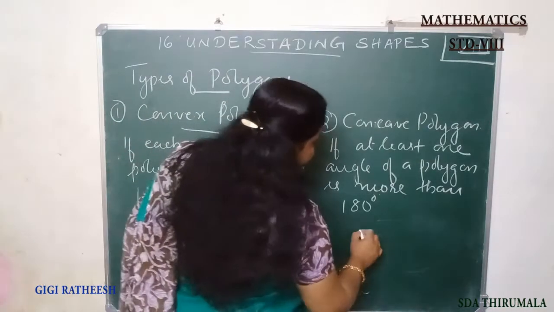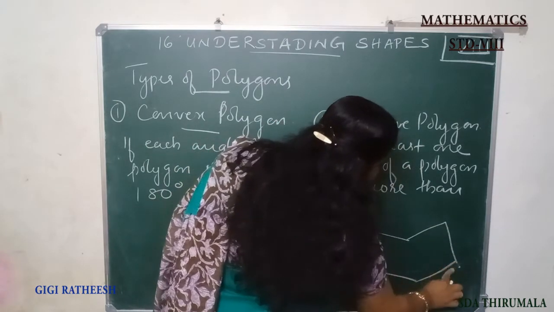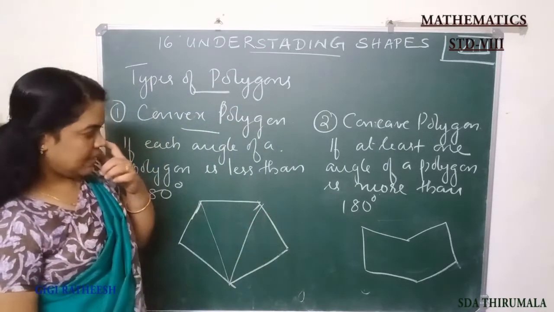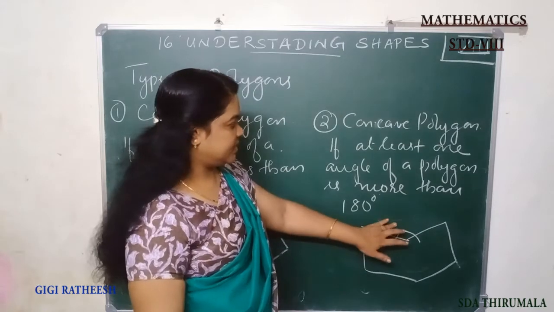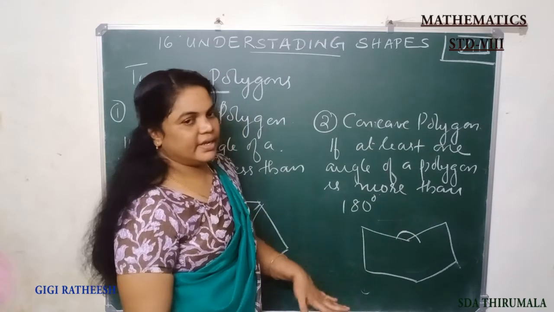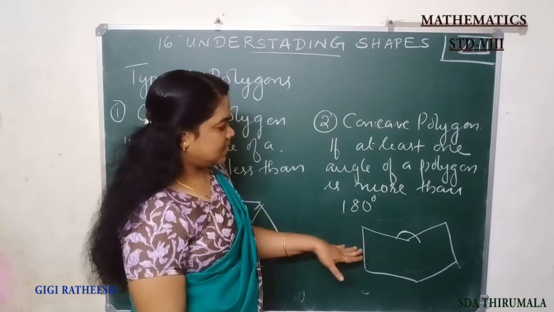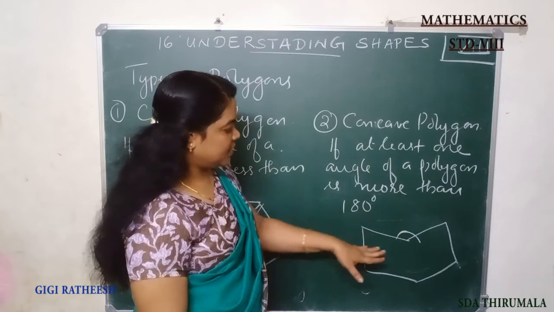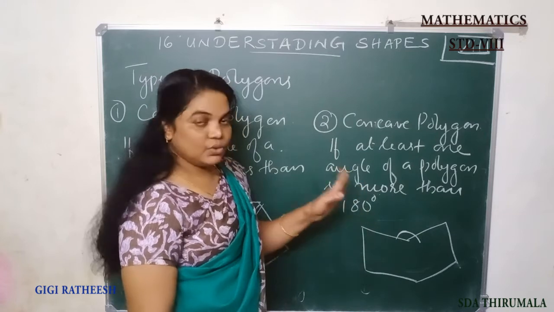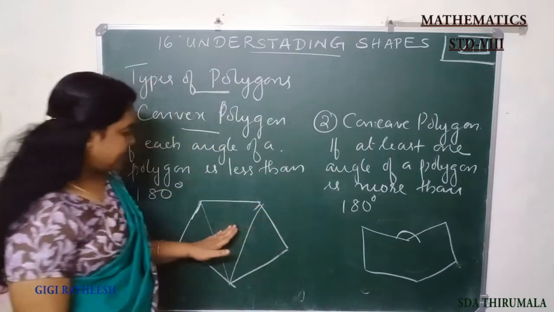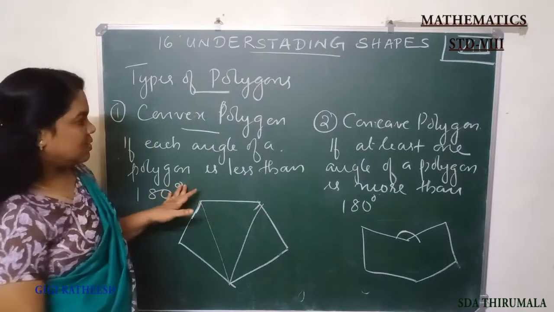And here, if I draw a picture, this is a polygon, and this angle is greater than 180 degrees. If at least one angle of a polygon is more than 180 degrees, it is called a concave polygon. This is less than 180 degrees, and this is more than 180 degrees. This is called a concave polygon, and this is called a convex polygon.